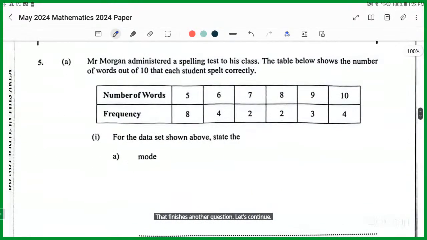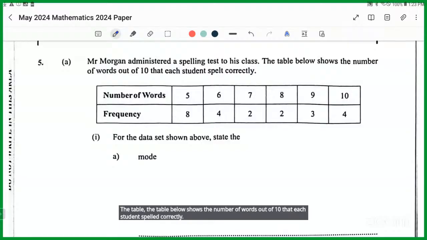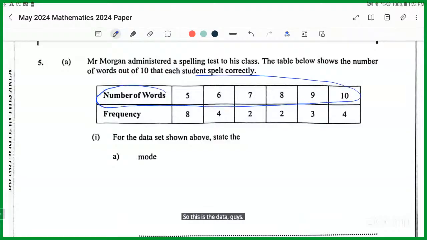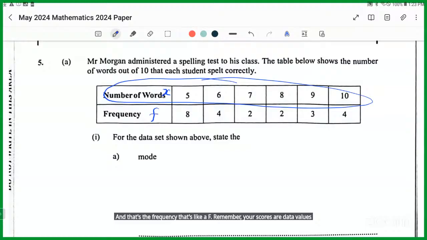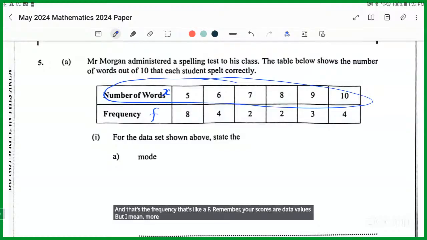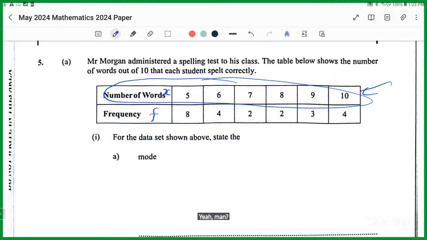Next question says, Mr. Morgan administered a spelling test to his class. The table below shows the number of words out of 10 that each student spelled correctly. So this is the data, guys. You have to know your data and your frequency. That's the data. So this is like your X. And this is the frequency. That's like your F. Remember, your scores are data values. So like mean, mode, median, range, interquartile range are of these values. Get me? The number of words are your score values. All right? So you have to make note of that.